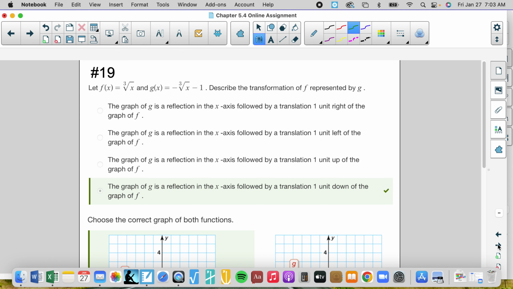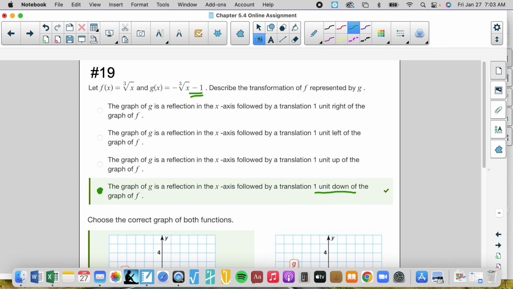Number 19 says let f of x equal the cube root of x and g of x equal the opposite of the cube root of x, minus 1. Describe the transformation represented. So we know outside is the vertical, so we're going to go down 1. Where is down 1? One unit down. Okay, well, that's the only one that says down, so we can pretty much understand that is that.